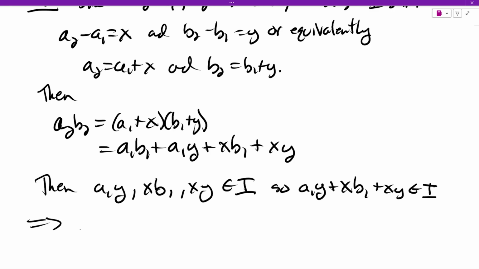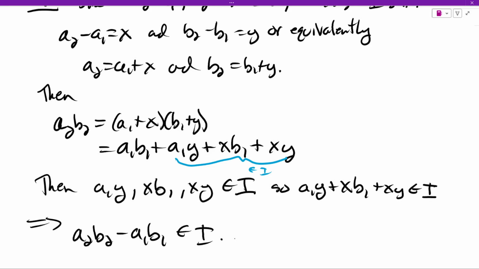So this tells us then that the difference, a2 b2 minus a1 b1, is equal to this expression here, but that guy is in I. So this difference is also in I. And so what we've seen here is that addition modulo an ideal is well defined. And we've also seen that multiplication modulo an ideal is well defined.